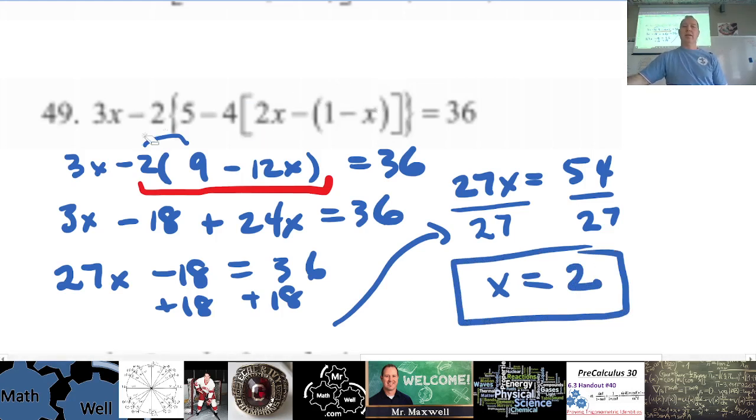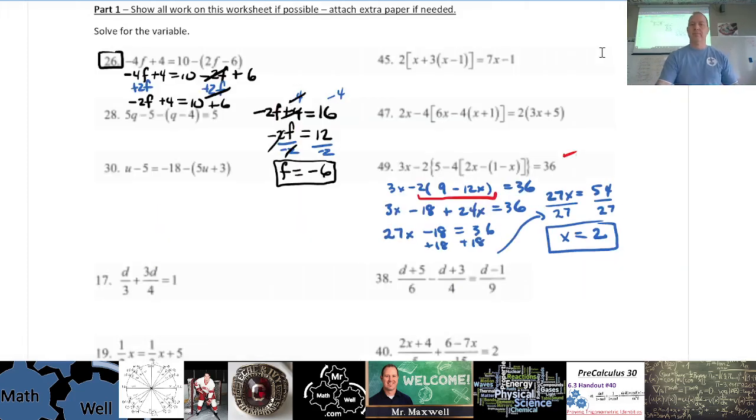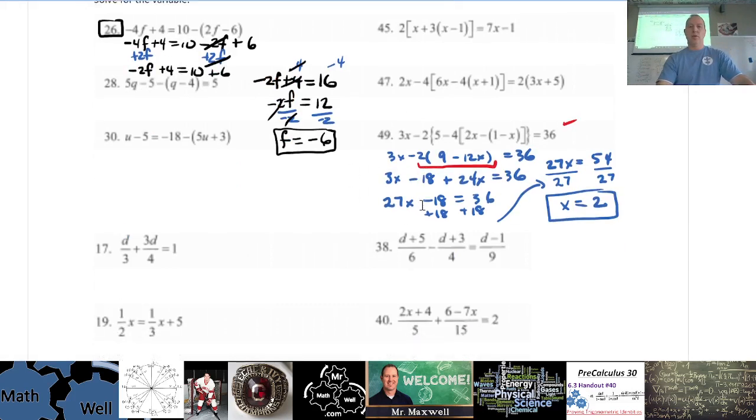And if we check this, the left side should equal the right side. We have a lot of things to check there, but if we put a 2 in here, and we put a 2 in here, and we put a 2 in here, then that should work out and should be equal. Okay, so that checks out for 49, and so there's 26 and 49. It's going to be a little bit of work this last sheet.